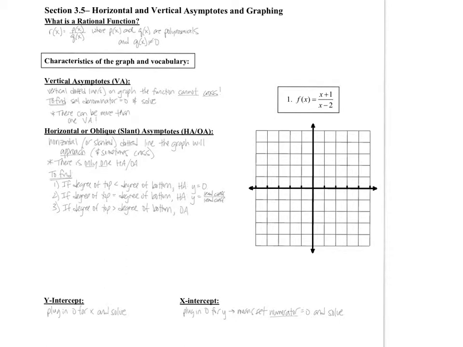Hey everybody, today's lesson is 3.5. Today we are going to be graphing those crazy looking functions with those weird dotted lines, and we have a bunch of new vocabulary words, one of which is an asymptote, which is this word right here.